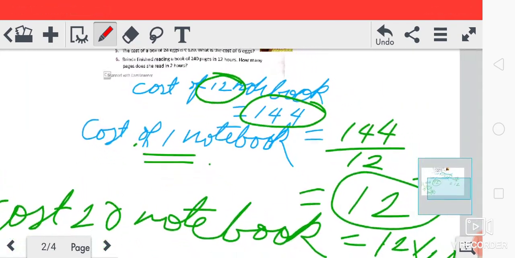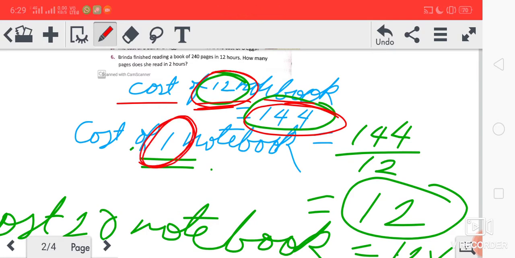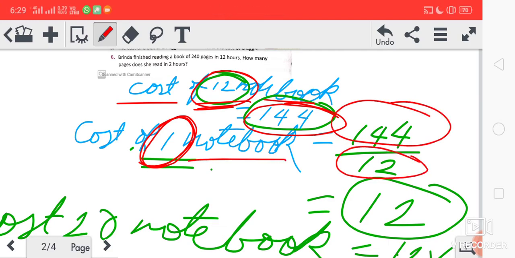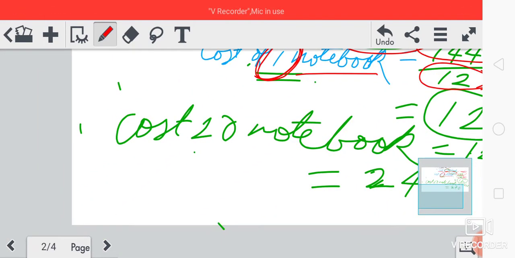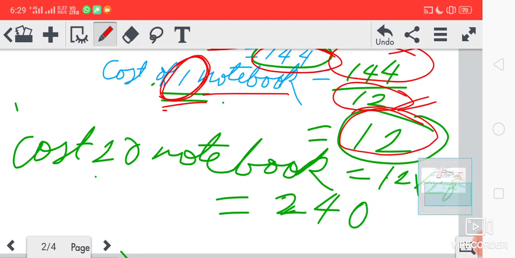Look at here, the cost of 12 notebooks is given how much? 144 rupees. First of all, the cost of 12 is given, so we have to find the cost of 1. Always you have to find the cost of 1 first. So cost of one notebook, how are we getting? Total cost divided by number of notebooks. Total cost is 144 and we divide by the number of notebooks, which is 12. 144 divided by 12 gives 12. So cost of one notebook we have got 12 rupees.